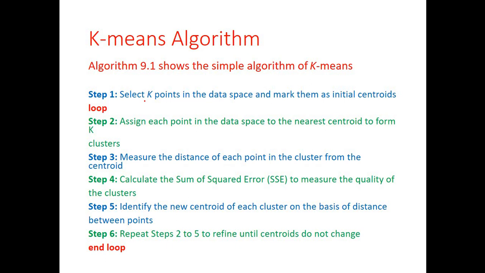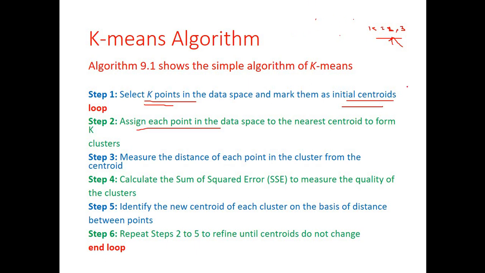In step 1, we need to find K points in the data space and mark them as initial centroids of the clusters. So first we need to find out the value of K. It may be either 2 or 3 or something like that based on the given data set. We need to have some knowledge about the data set so that the choice of the value of K will be easy. We need to fix some value of K, that is the user's choice, and assign each point in the data set to the nearest centroid. The randomly chosen centroids will be there based on the value of K. K number of centroids will be there.